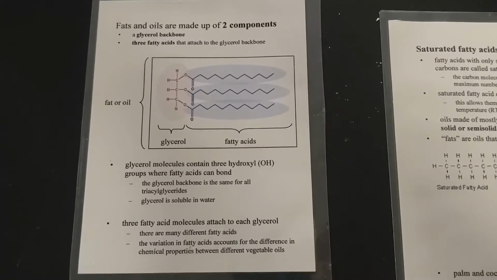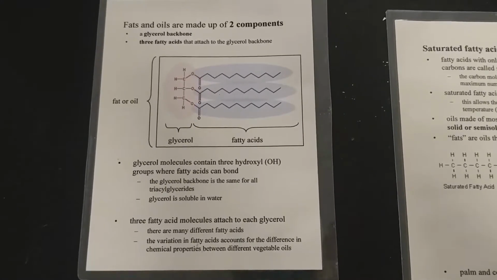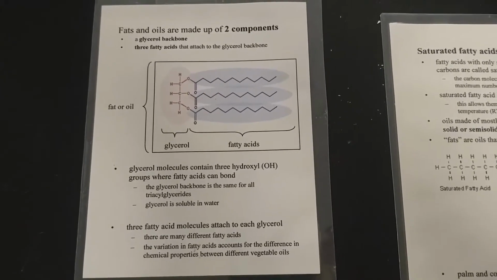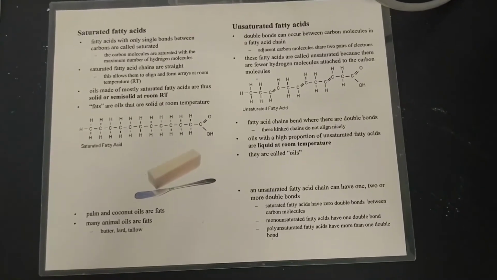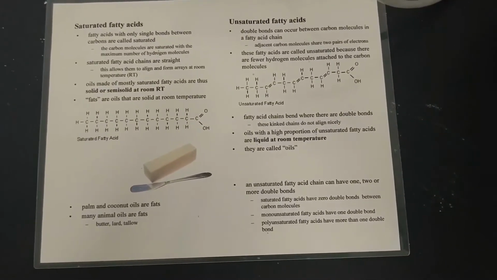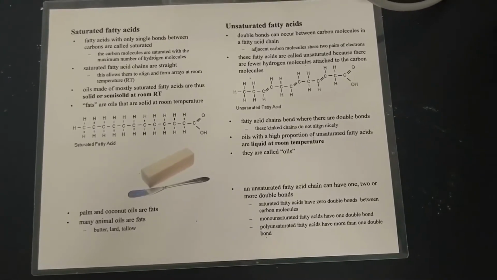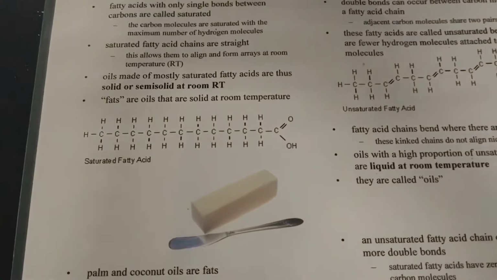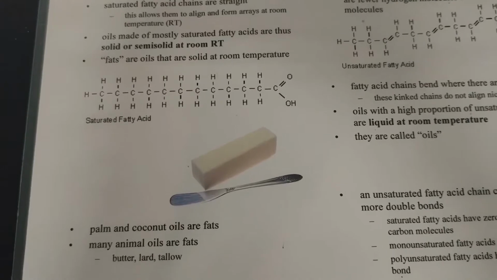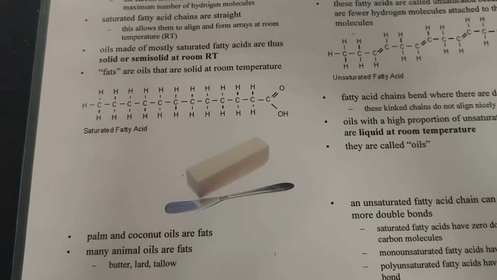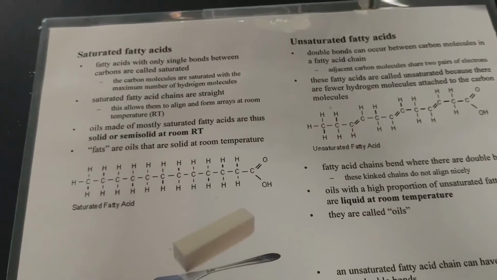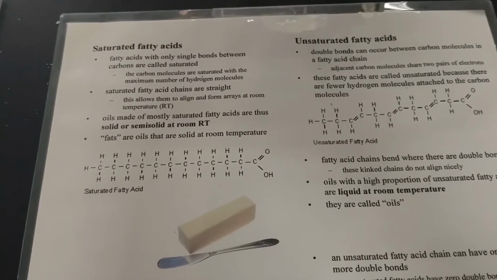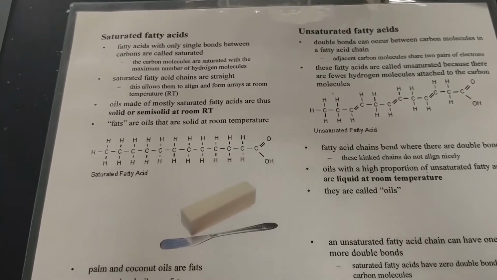Fats and oils themselves are made up of two main components. They have the glycerol backbone, highlighted in red, and three fatty acids. Saturated versus unsaturated fatty acids can be distinguished by whether or not they have single bonds, such as the one on the left that shows the solid butter. Every single carbon atom is saturated in some way. All the bonds are single bonds in this case. So they are saturated with the maximum number of hydrogen atoms possible.